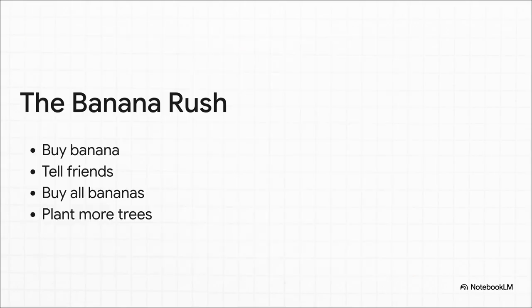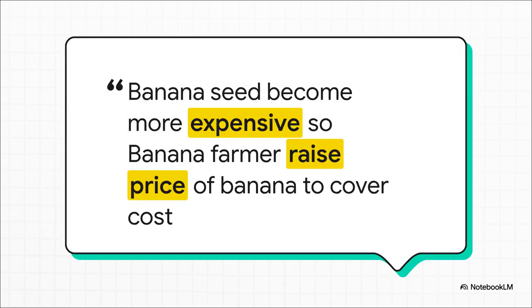Okay, so watch how this builds into a massive chain reaction. Picture this. A monkey buys a banana, eats it, and it's the best thing ever. So they go tell all their monkey friends, right? Word spreads like wildfire. Suddenly, there's this crazy surge in popularity, and the monkeys just rush the store and buy up absolutely every last banana. The poor farmer's inventory is totally wiped out. To keep up with this wild new demand, the farmer realizes, wow, I've got to expand and plant way more trees. But as we know, expanding a business is definitely not free.